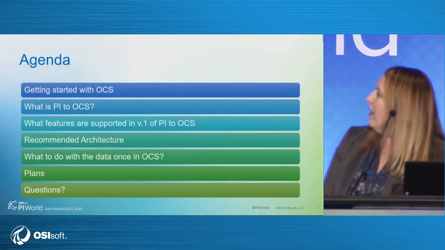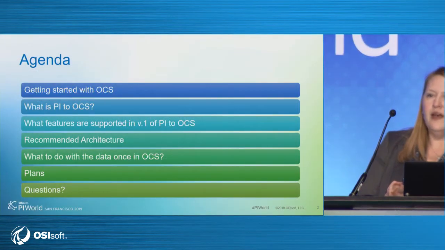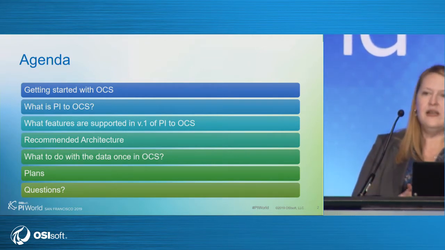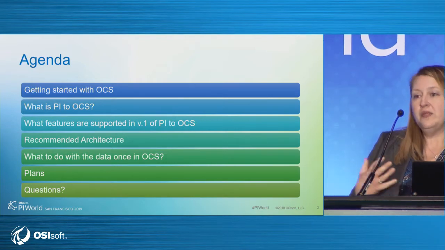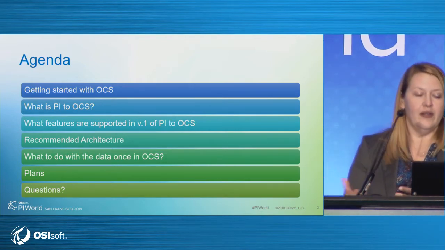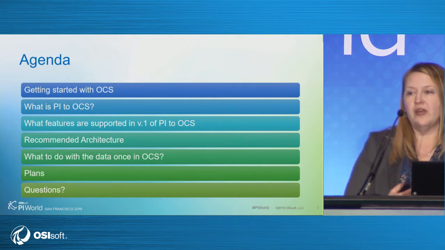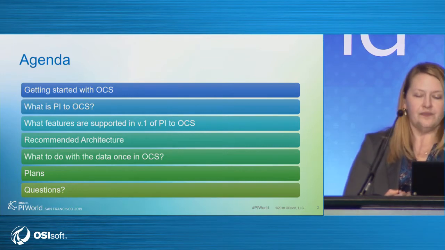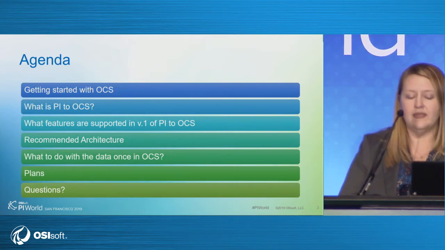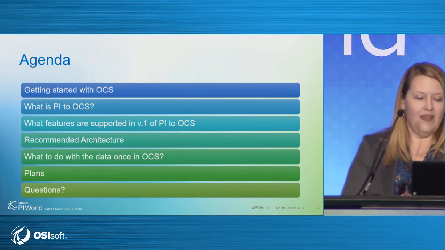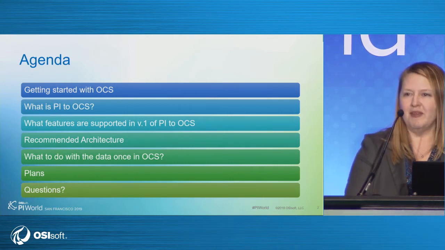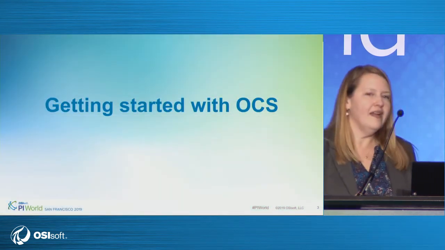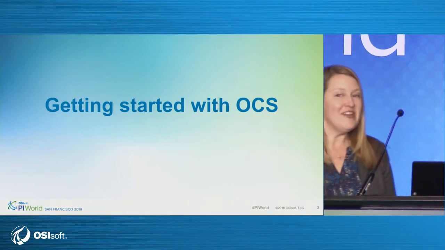Great. All right, so I just want to give you a brief overview of what we're going to cover today in the agenda. We'll talk a little bit about how you can get started with OCS, some basic use cases around that. Then we'll talk about, for those of you who might not know or haven't heard already, what Pi to OCS actually is. We'll talk about what's supported in the first version, a recommended architecture, and again, what can you do with the data once it's up there, our future plans, and then time for questions, hopefully at the end. But with this, I'm going to go ahead and hand it over to my colleague Laurent and let him share a little bit about how you can get started.